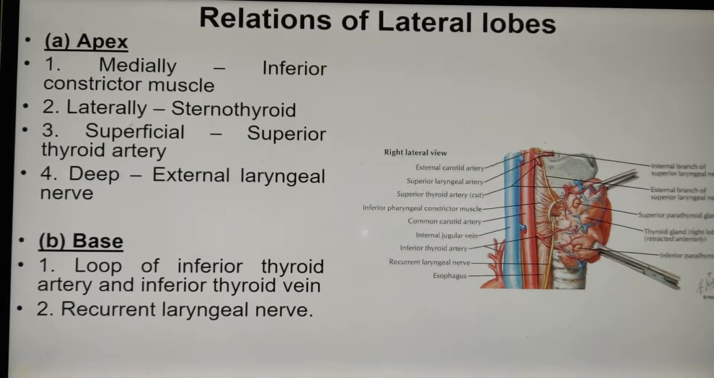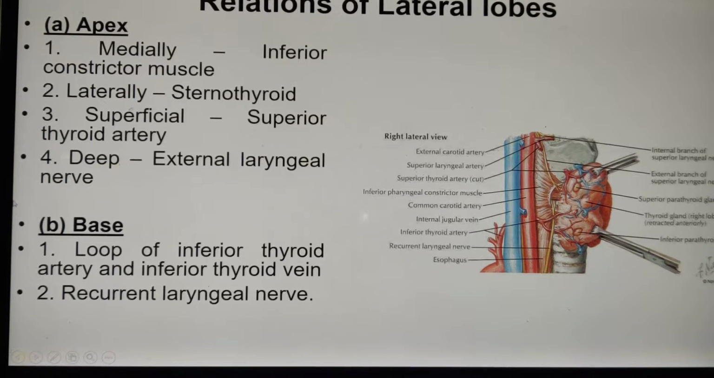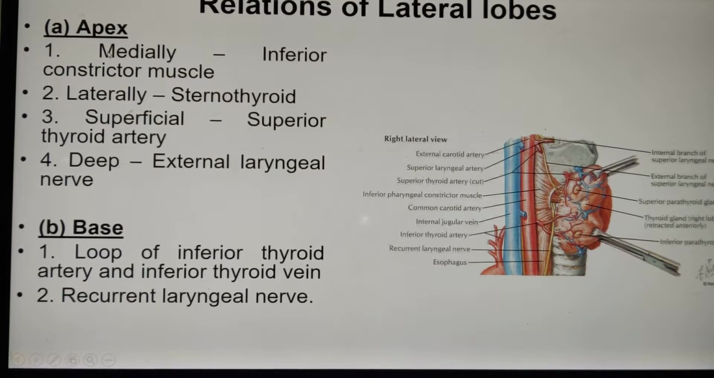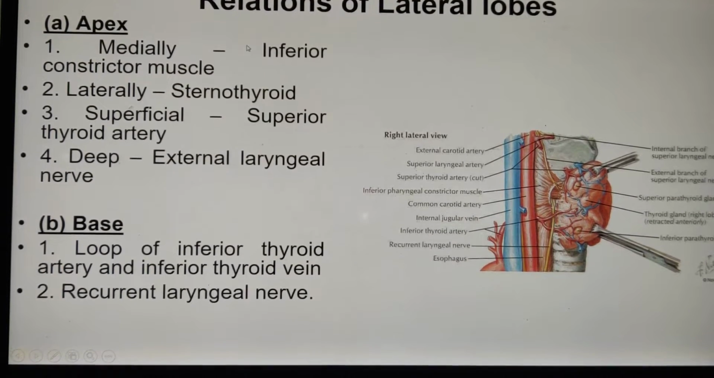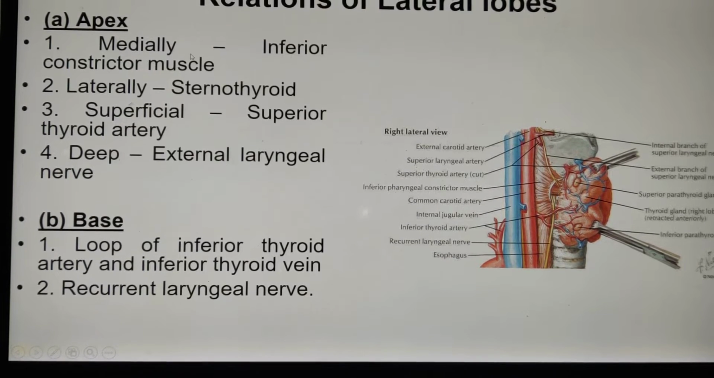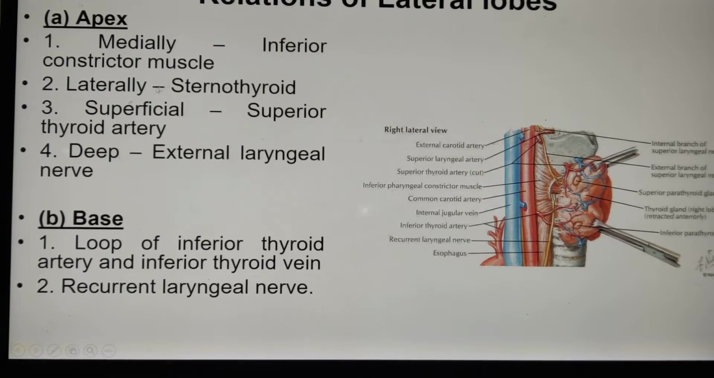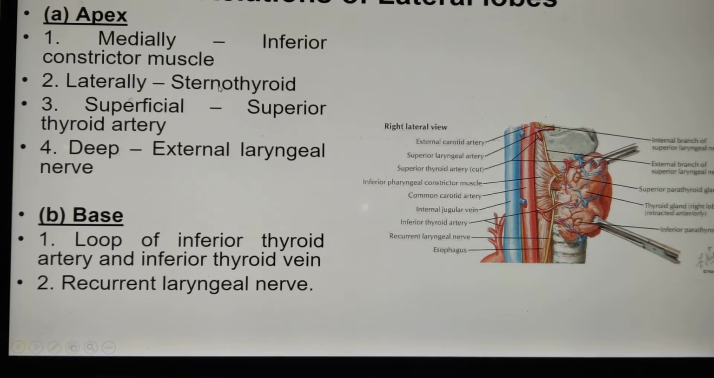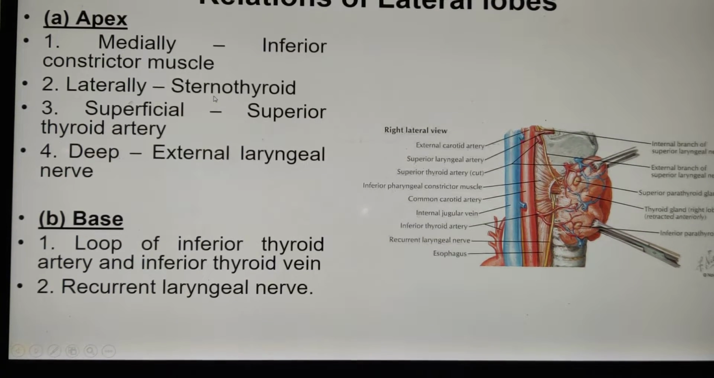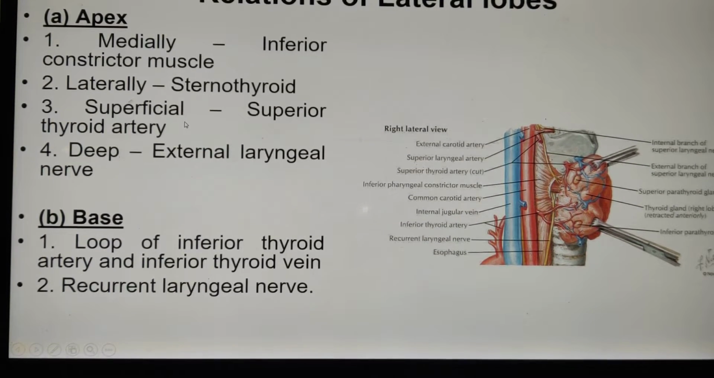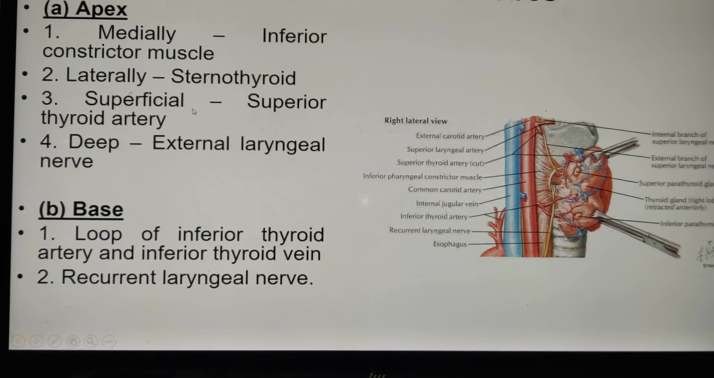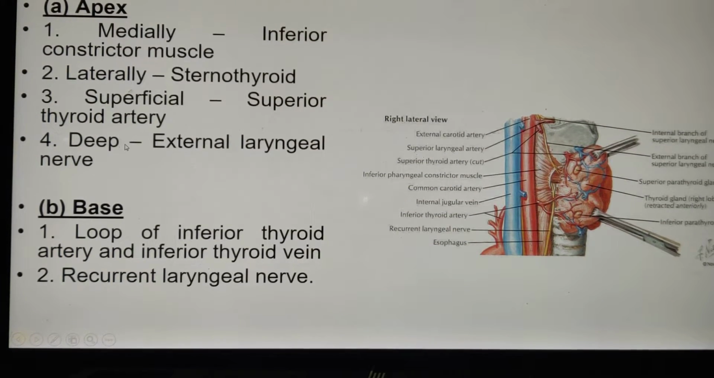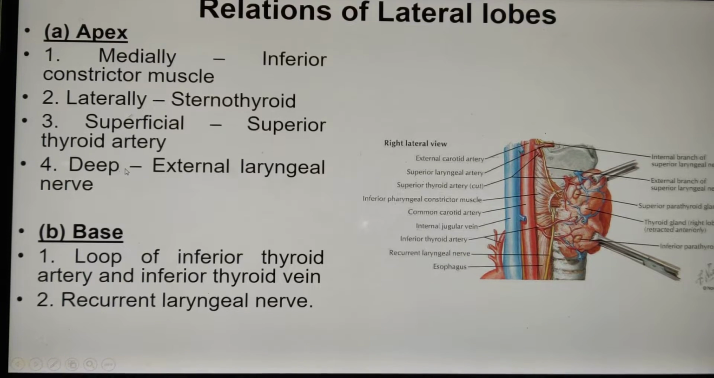The apex relations of the lateral lobe: medially, it is related with the inferior constrictor muscle. Laterally, it is related with the sternothyroid. Superiorly, superficially there is the superior thyroid artery, and deep there is the external laryngeal nerve.